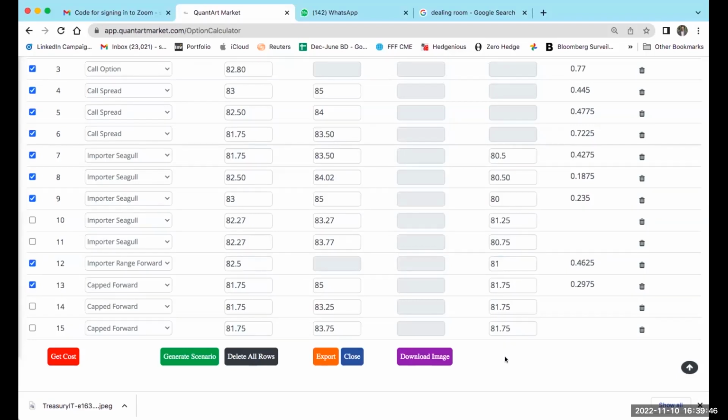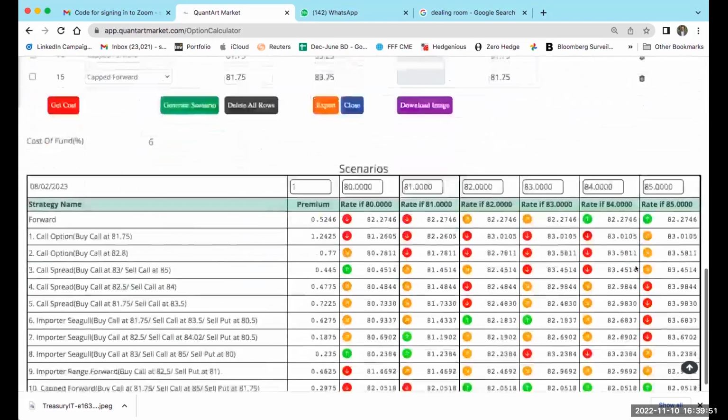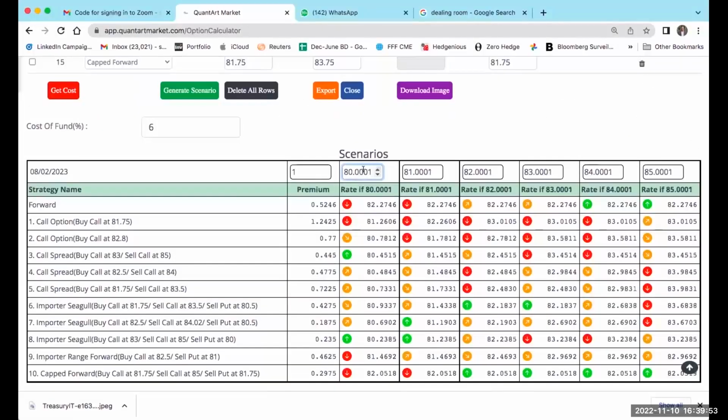So you can devise your range forwards, and let's look at the scenario analysis of what we discussed.